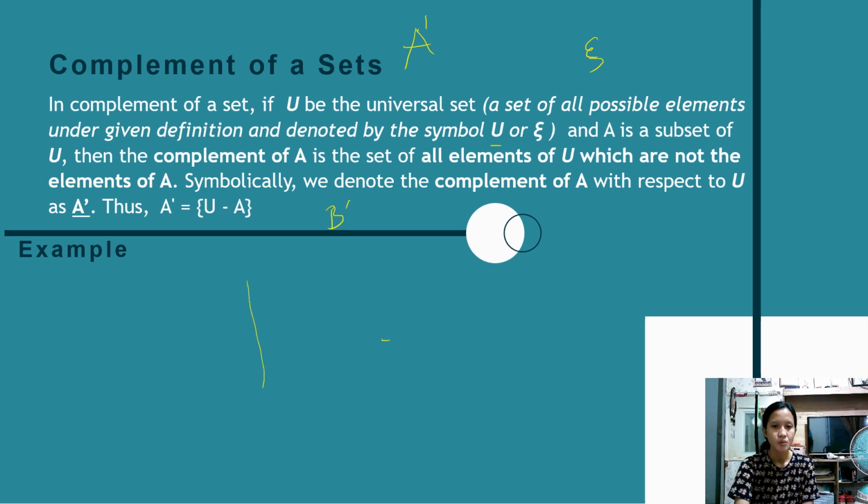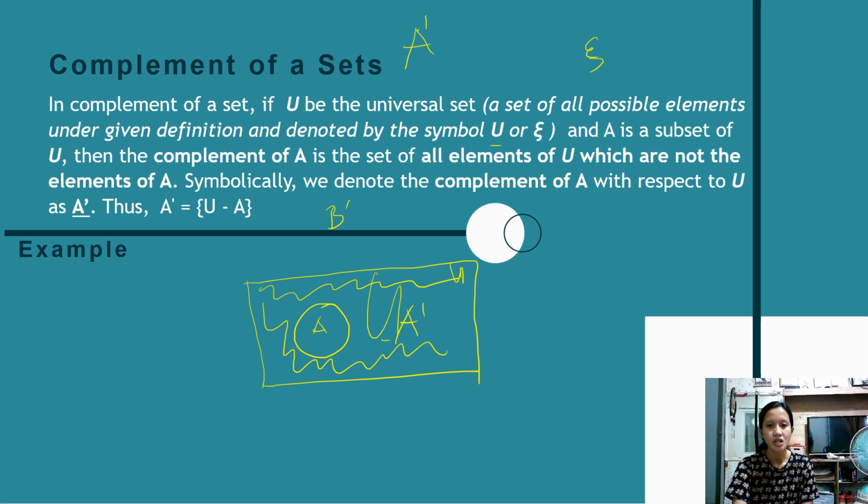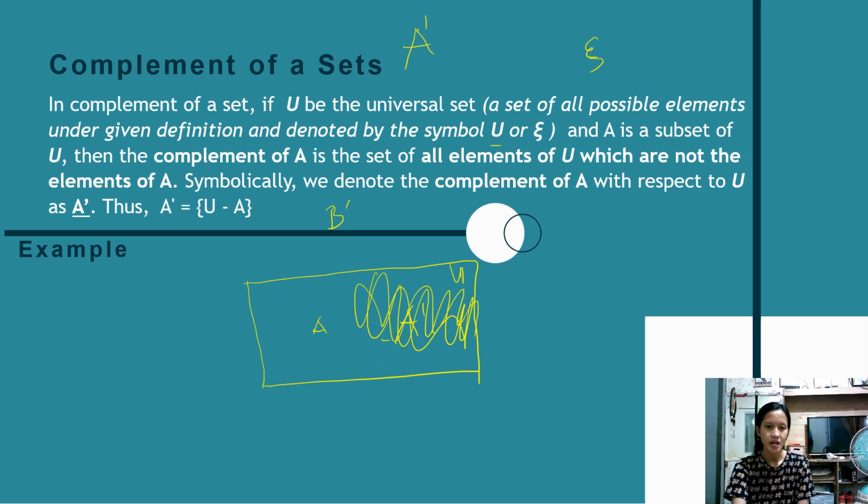So if we will try to illustrate it, this is the universal set. This is your A. Inside here are the elements of your A. The complement of your A is all the elements outside the circle. So all the elements outside the circle are the complement of your set A. Let's try our example.